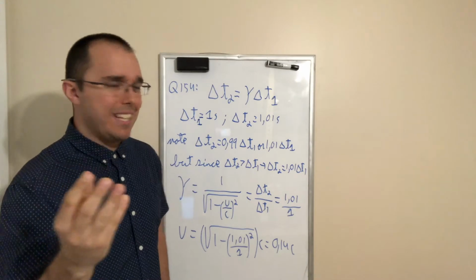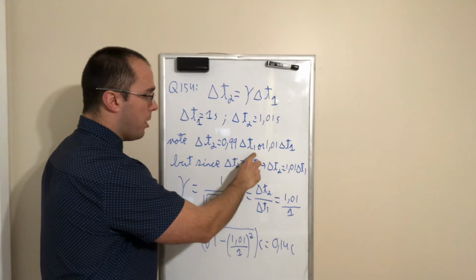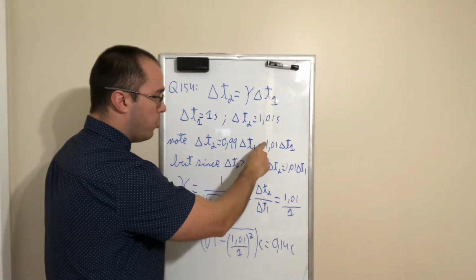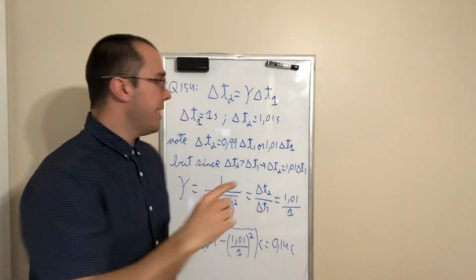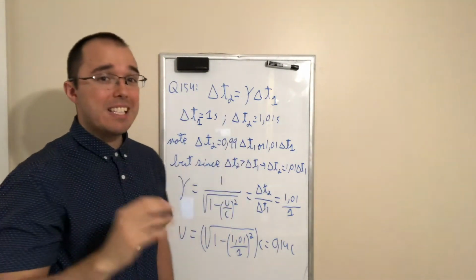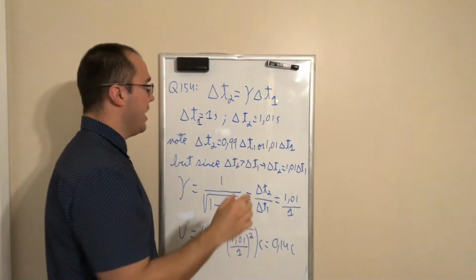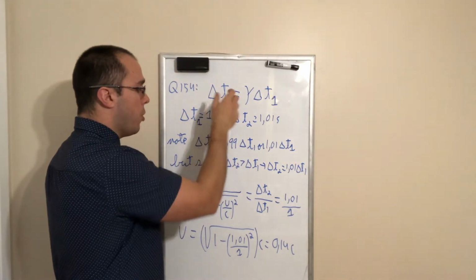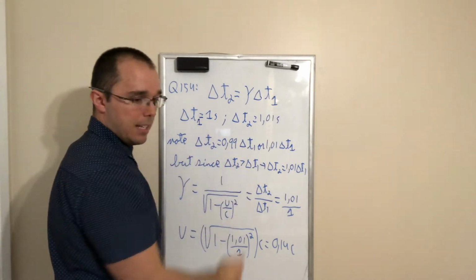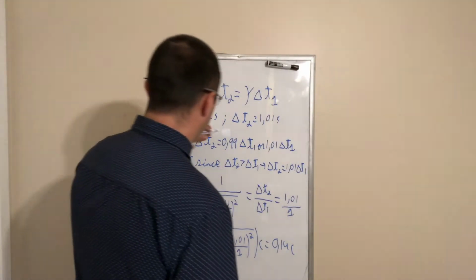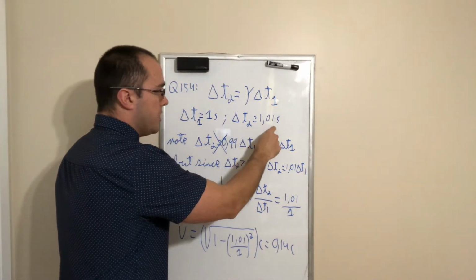There are two ways to see this. Delta t2 could be equal to 0.99 multiplied by delta t1, or it could be equal to 1.01 multiplied by delta t1. But here's the thing. Gamma, the relativity factor, is always greater than or equal to 1. So that means there's no way for delta t2 to be shorter than delta t1. So this one does not make any sense. Let's write that off. So that means delta t2 has to equal 1.01 delta t1.